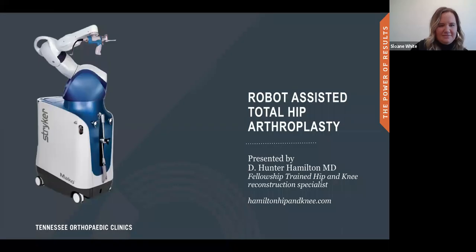The topic of the talk today is going to be robot-assisted total hip arthroplasty. It's a technology that I've incorporated into my practice over the last year. I've been very happy with the outcomes of using this technology.